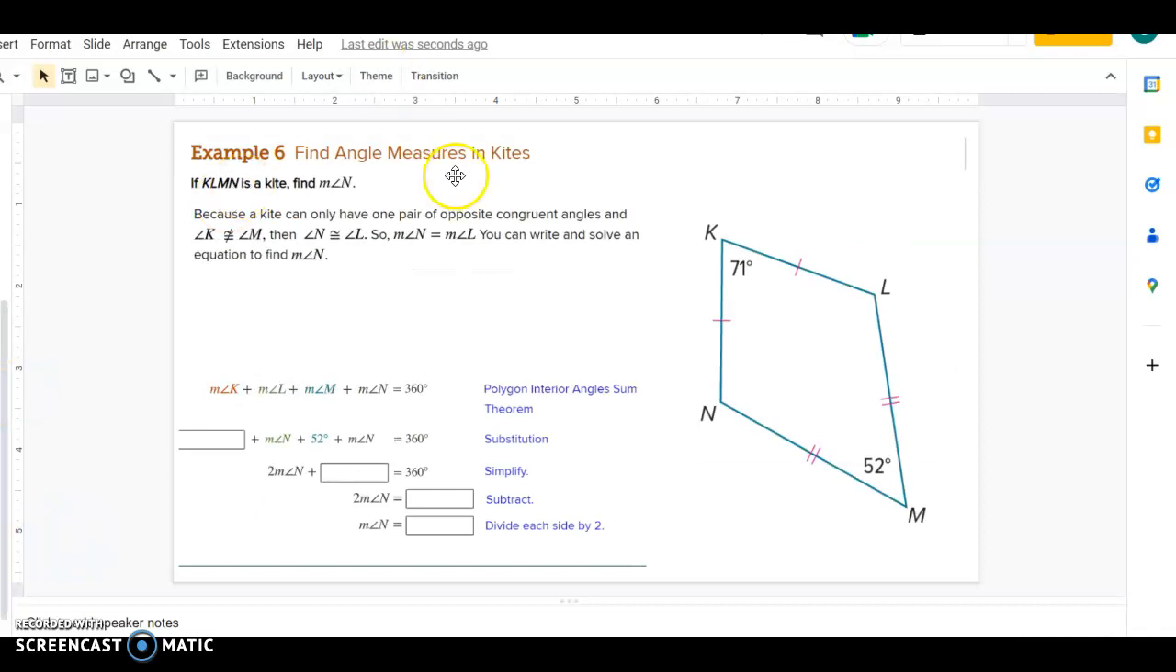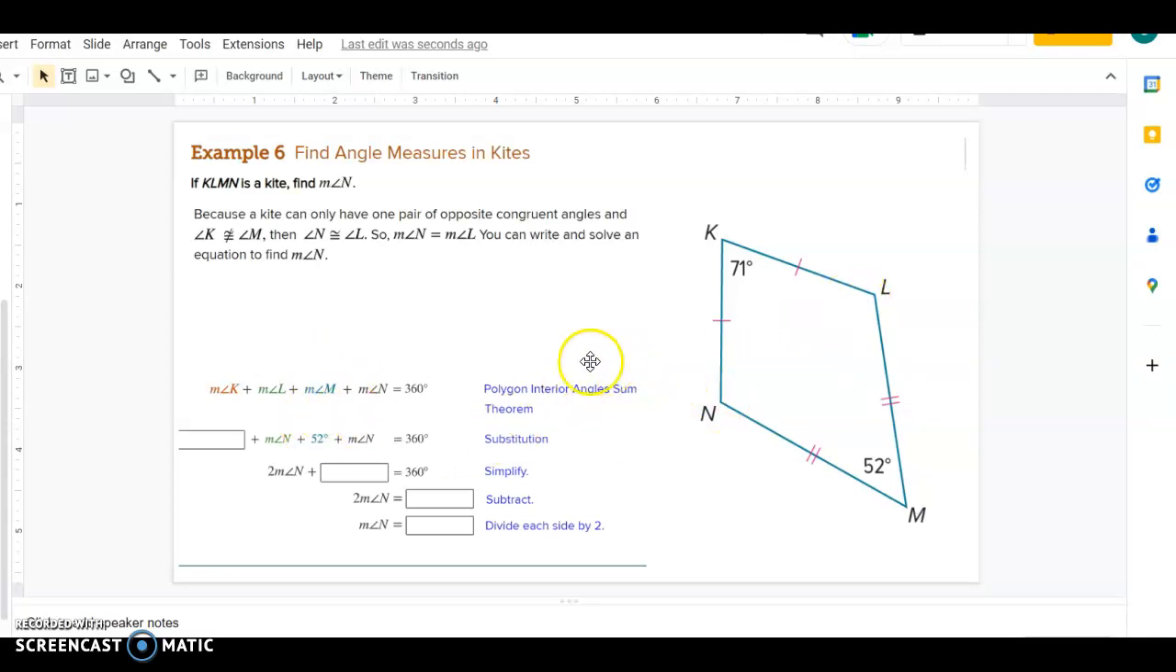So let's look at one. It says find angle measures in kites. If KLM is a kite, find the measure of N. Because a kite can only have one pair of opposite congruent angles, we know that K and M don't equal each other. So we know that ultimately N and L are going to equal each other.